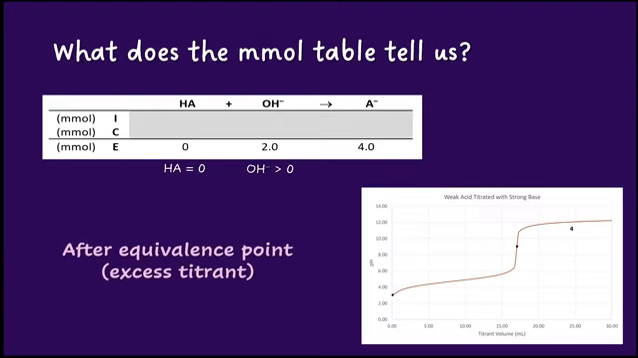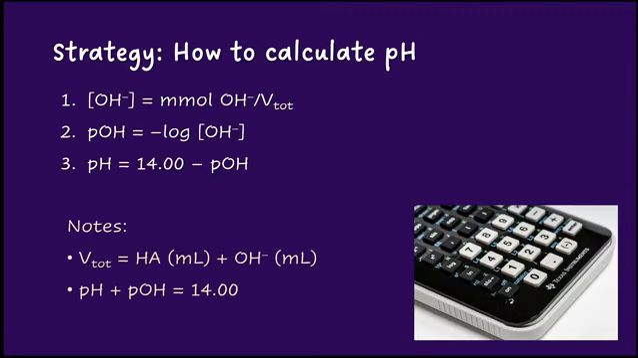This situation puts the reaction progress in region 4 of the titration curve, which is after the equivalence point. To calculate pH after the equivalence point, we first have to calculate the hydroxide molarity. We get this by taking millimoles of OH minus from the E row and dividing by the total volume. We get the total volume by adding together the milliliters of acid and base given in the problem.